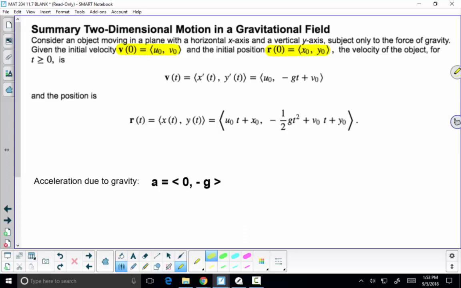So v of 0, that's conventional. That's our initial velocity. R of 0, that's our initial position. The thing that gets a little tedious when you're dealing with the symbols is that they have a v there and a v there. And so v sub 0 is the y component of the initial velocity. So you're going to have to be a little bit careful there because it's messy and easy to get confused.